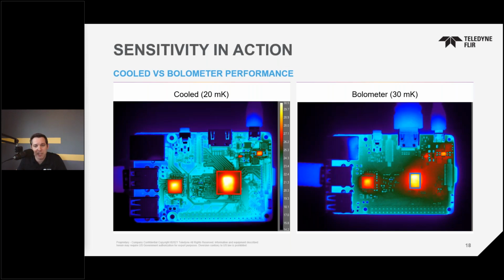One of the most significant improvements with cooled cameras is IR sensitivity. Again, the cooled cameras can detect temperature changes of less than 20 millikelvin, which is less than 0.02 degrees centigrade. While an additional improvement of only 10 millikelvin over the bolometer alternative may not sound like a lot, it does represent a 30% improvement. And it produces, obviously, gorgeous thermal imagery, and it lets you detect very subtle changes.